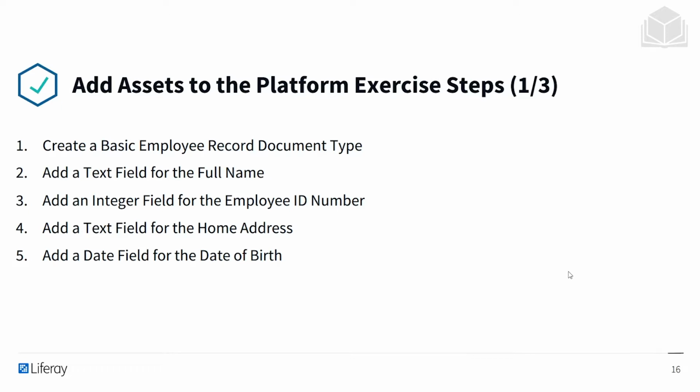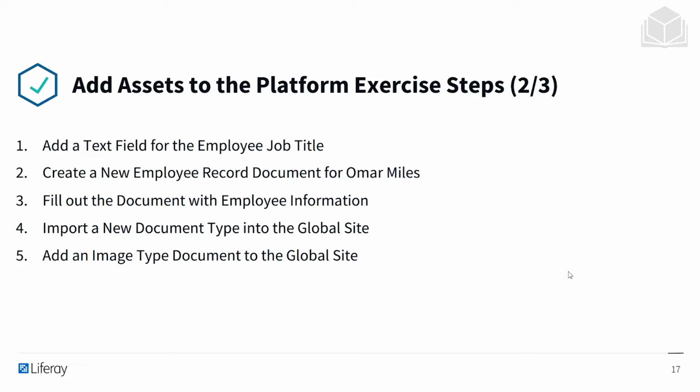We'll create a basic employee record document type, and we'll add a text field for a full name, an integer field for an employee ID number. We'll add a text field for a home address, and a date field for the date of birth, as well as a text field for the employee job title. Using this document type we created, we will create a new employee record for a test user named Omar Miles.